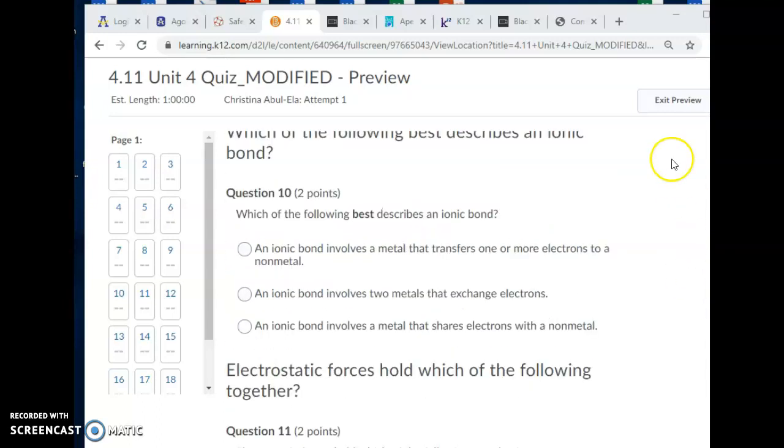Question 10. Which of the following best describes an ionic bond? An ionic bond involves a metal that transfers one or more electrons to a nonmetal. An ionic bond involves two metals that exchange electrons. An ionic bond involves a metal that shares electrons with a nonmetal.